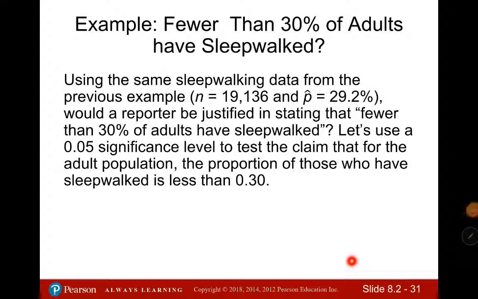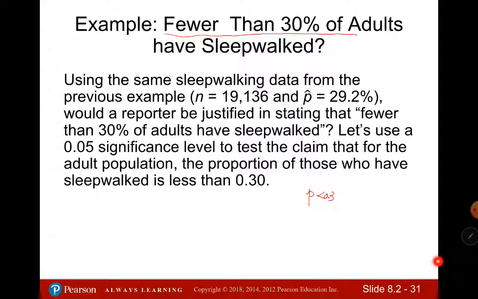Let's check this one. This time we have this claim, fewer than 30%. So if we want to translate the sentence into an expression, this is still about the proportion, right? Fewer than 30%, so p is less than 0.3. After we get the expression, we still need to determine if this is the null hypothesis or the alternative hypothesis.